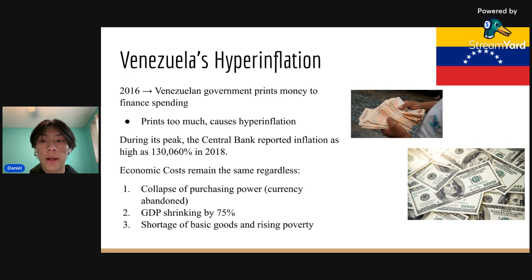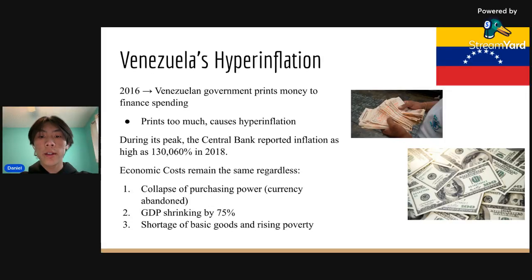To put into perspective how bad the inflation was at its peak, in 2018, the Central Bank of Venezuela reported an inflation rate of 130,060%. This resulted in economic costs which involved a decline in purchasing power so drastic that citizens abandoned the Venezuelan bolivar in favor of the US dollar.